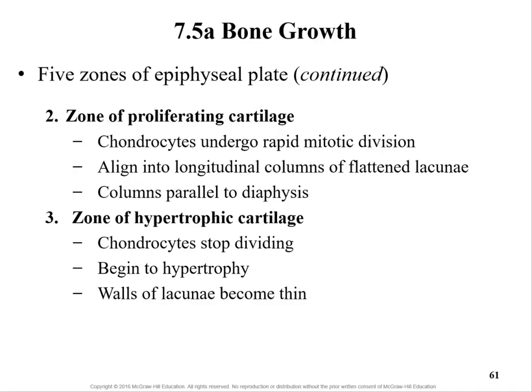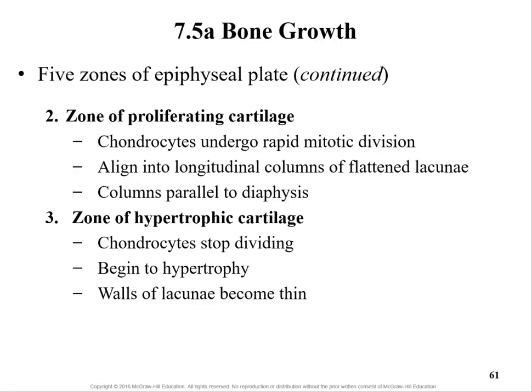Next, you're going to have the zone of proliferating cartilage. This is where chondrocytes are going to undergo rapid mitotic division, and they're going to align into these long columns of flattened lacunae. They look kind of like stacked coins. And these columns run parallel to the diaphysis.